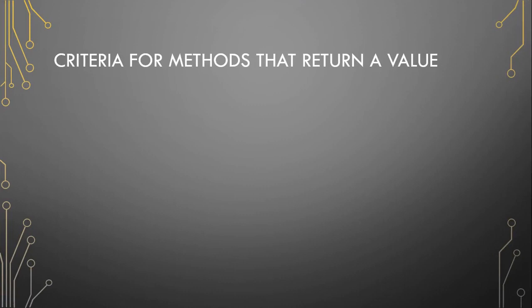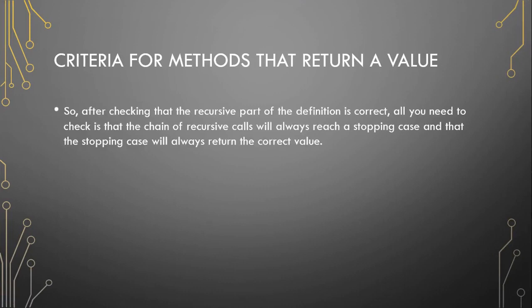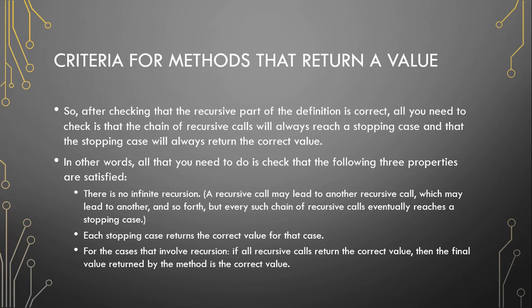Now, when we look at methods that return a value, the key criteria is, after we've checked that the recursive part of our definition is correct, all we need to check is that the chain of recursive calls will always reach a stopping case and that the stopping case will always return the correct value. In other words, all you need to do is check that the following 3 properties are satisfied. First, that there's no infinite recursion.